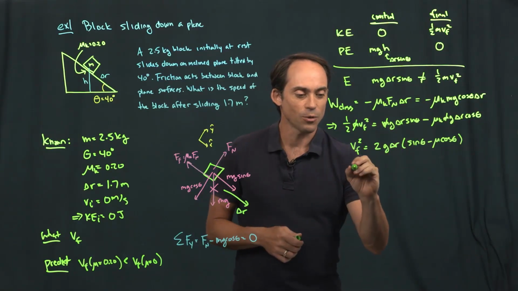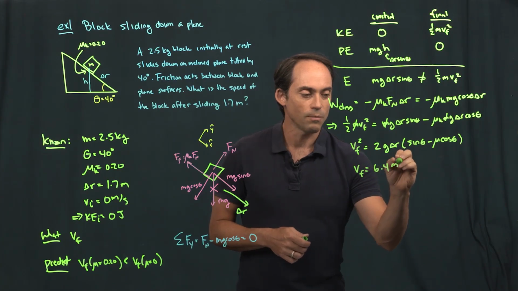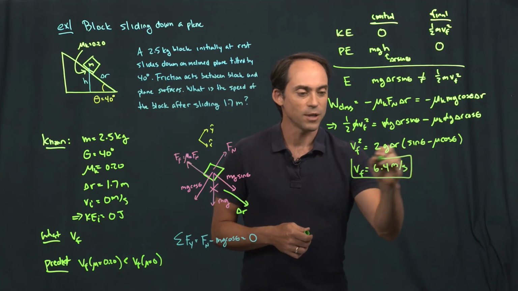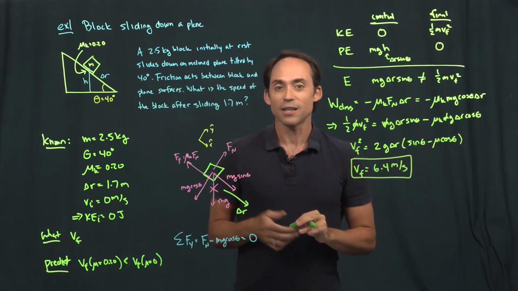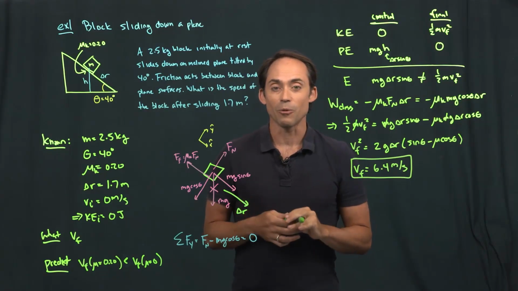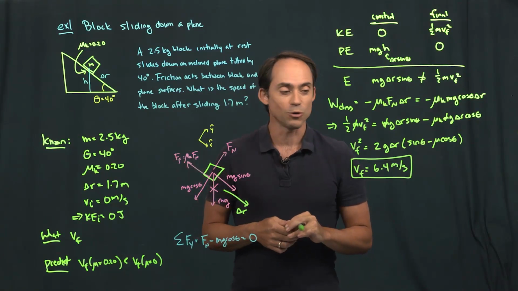And so if you actually go through and calculate all the numbers, you should come up with a number that's 6.4 meters per second. And that's our final answer for our speed. Now again, you could have calculated this using Newtonian kinematics, but it's nice that we have another way of calculating this number without having to write down those equations of motion.